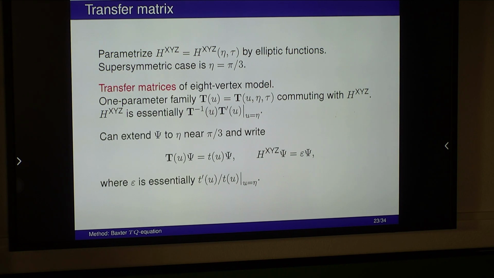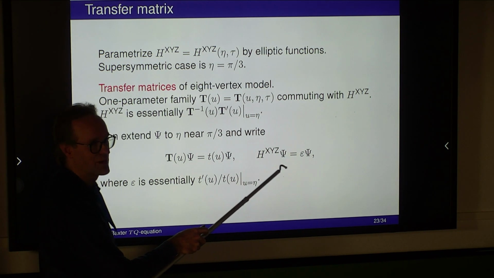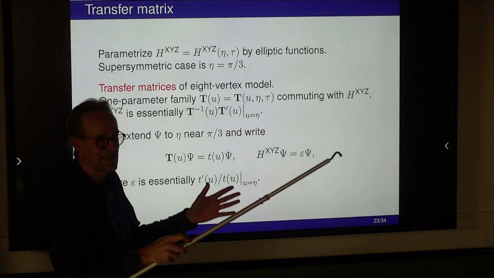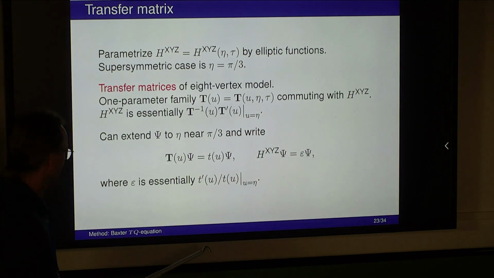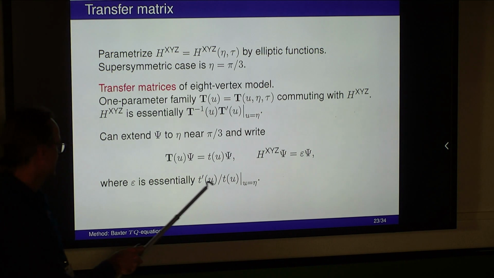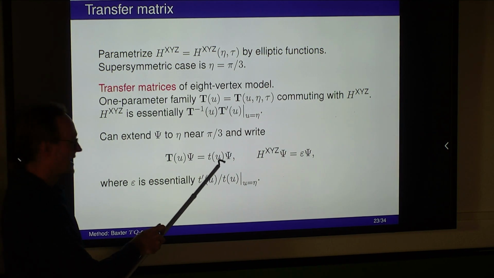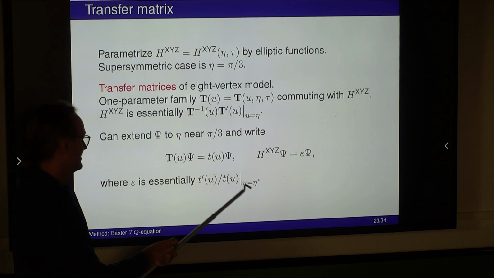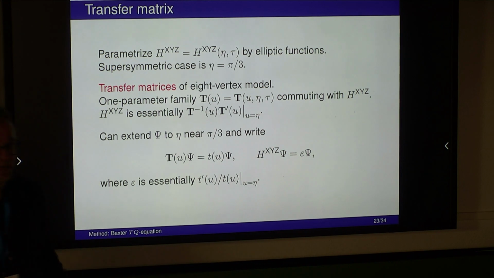And then what we could do, we had this at the supersymmetric point, but we can imagine that we can extend this in eta at least a bit around this supersymmetric point. So we extend the eigenfunction and we extend the eigenvalue epsilon, and then this will also be an eigenfunction of the transfer matrix with some eigenvalue, which I denote by little t. And of course epsilon will be the logarithmic derivative of this little t at the special point.